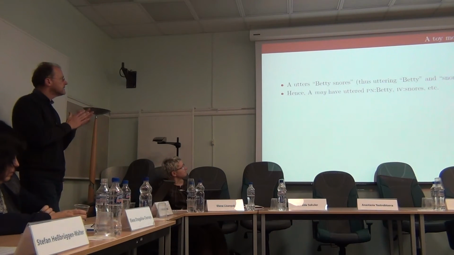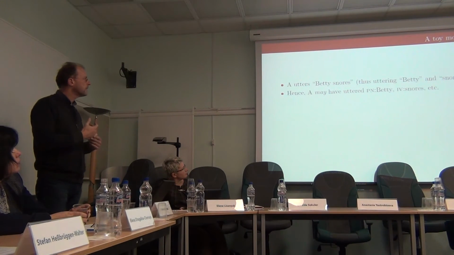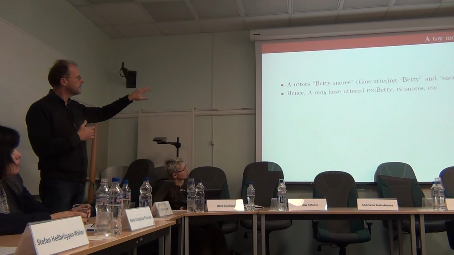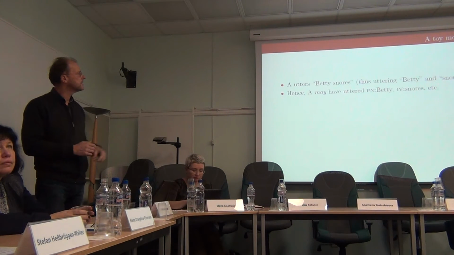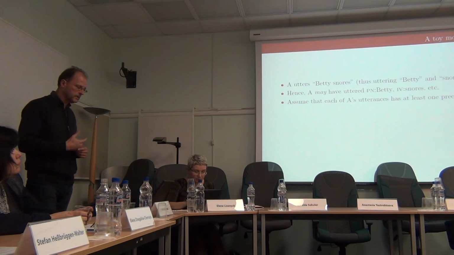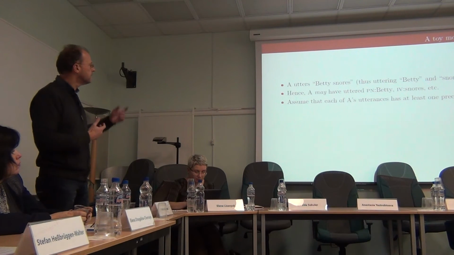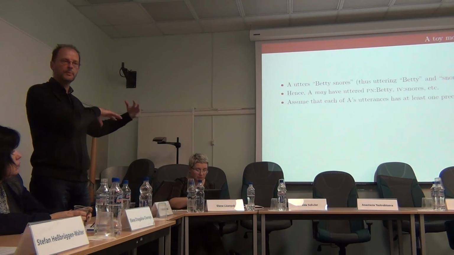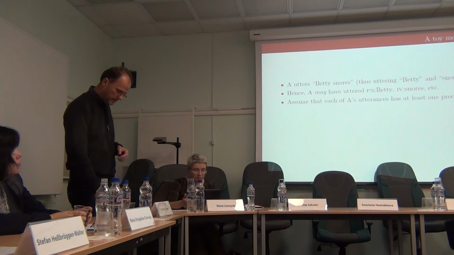So what you get is that the example sentence is "Betty snores". This involves two other utterances, namely of Betty and snores. This means that A may, I'm going to ignore this qualifier here, A has uttered the proper name of the form Betty and an intransitive verb with the form snores. And I'm going to assume, to keep things simple, that each of A's utterances must go back to at least one precedent. So everything is dependent on precedents, just for the purpose of the example.